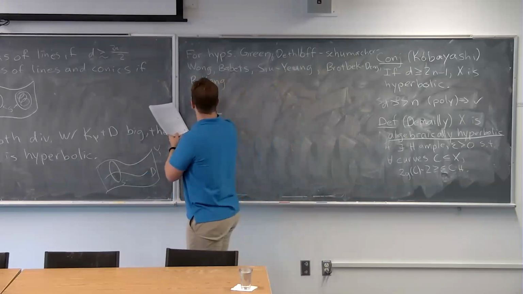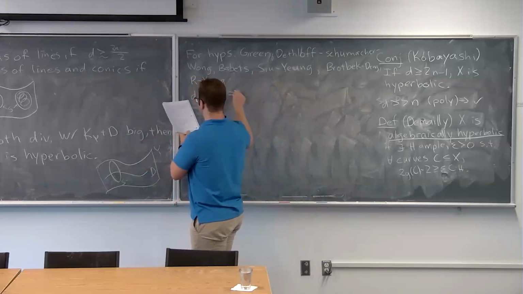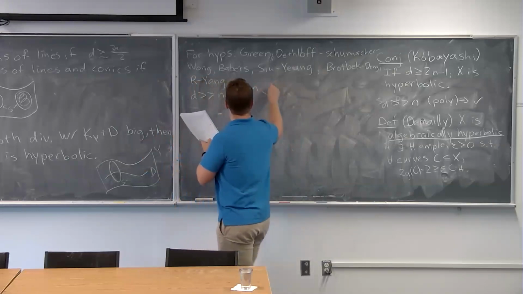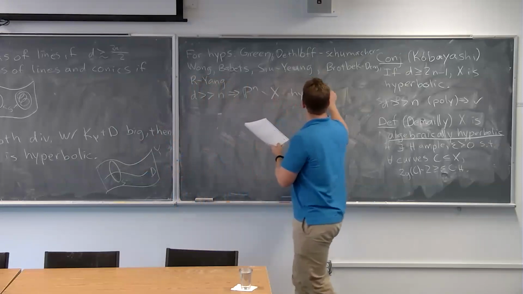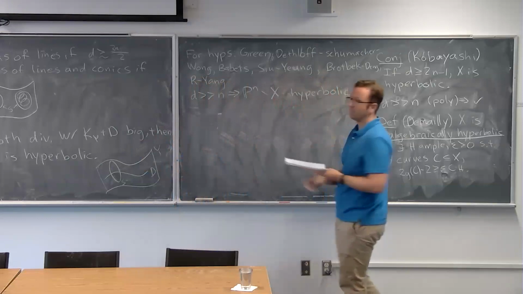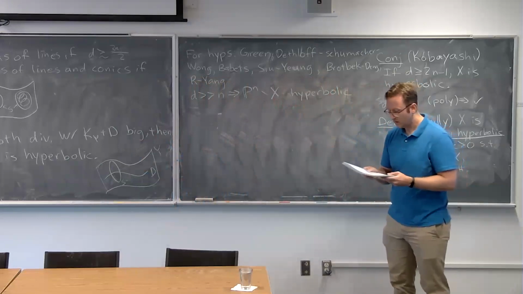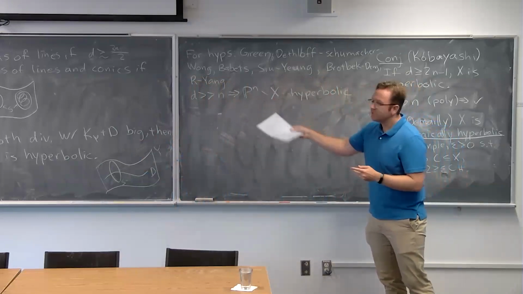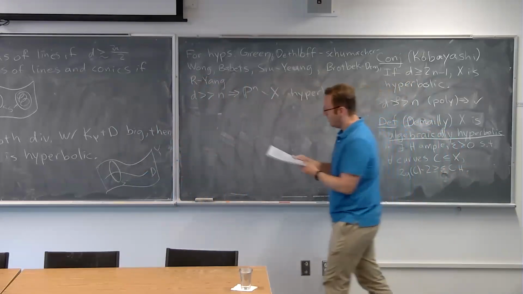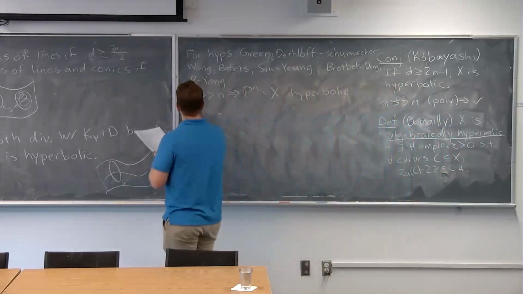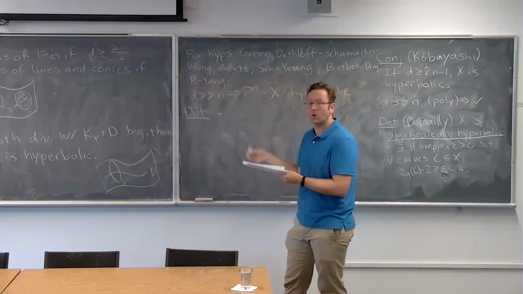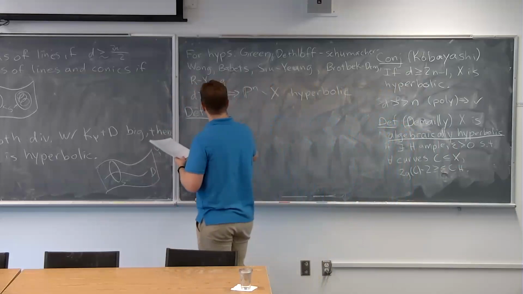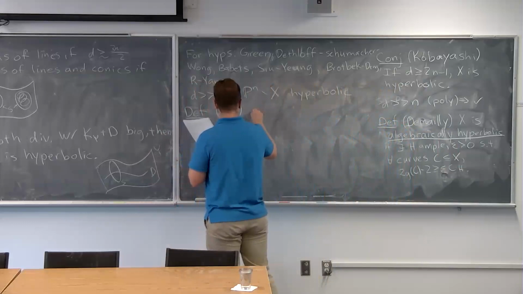But the result is that if D is much greater than N, then Pn minus some very general hypersurface is hyperbolic. But again, we're not testing the boundary case here. And so I want to make an analogous definition to algebraic hyperbolicity for complements. And it's mostly what you'd expect, but it's a little subtle to set up.